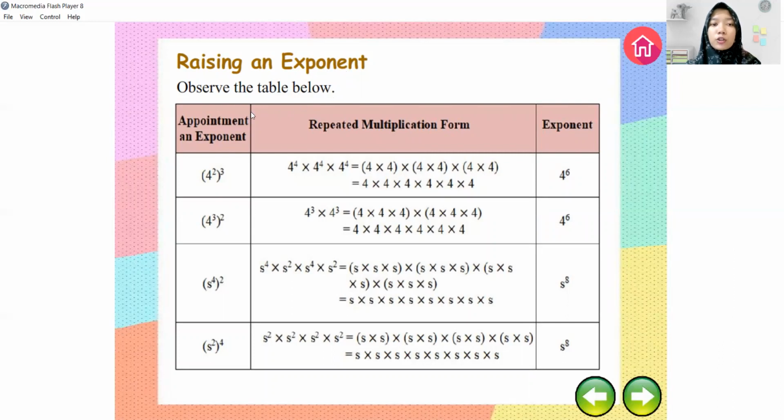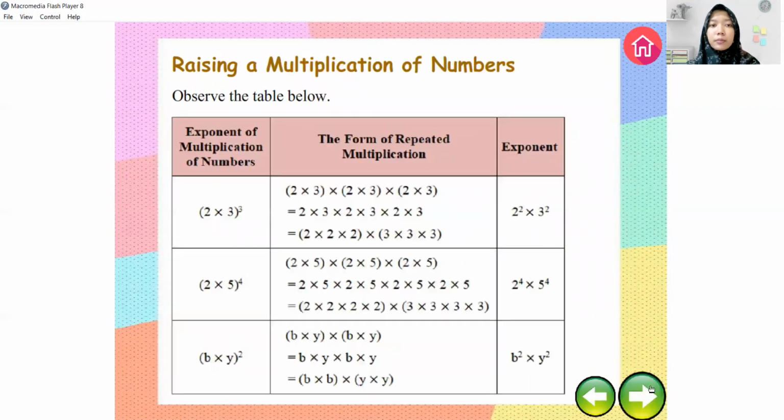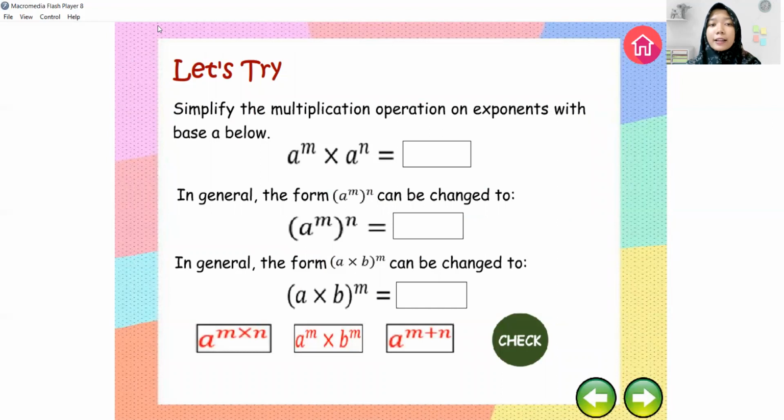I also ask students to observe this table. Then the next button, raising a multiplication of numbers. Observe the table below. I also ask students to observe this table about raising a multiplication of numbers. Then students can click the next button. I ask students to try.